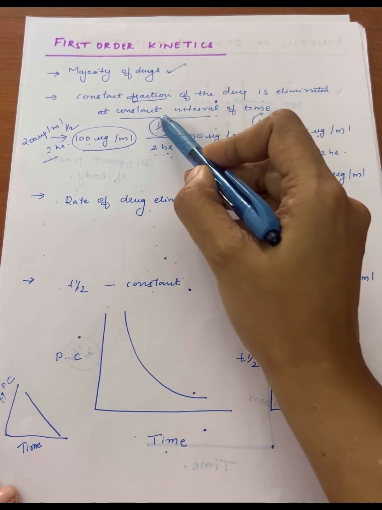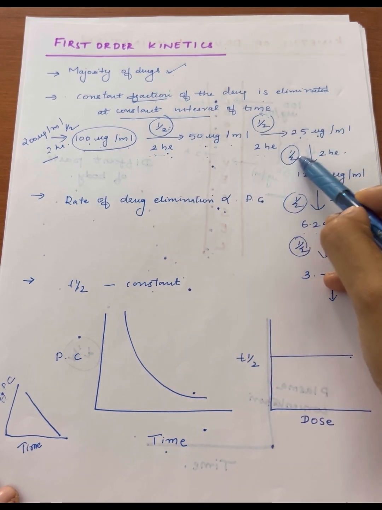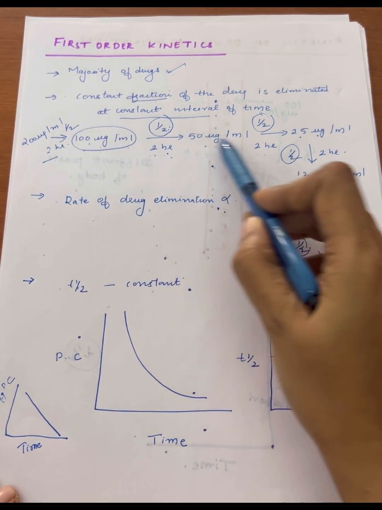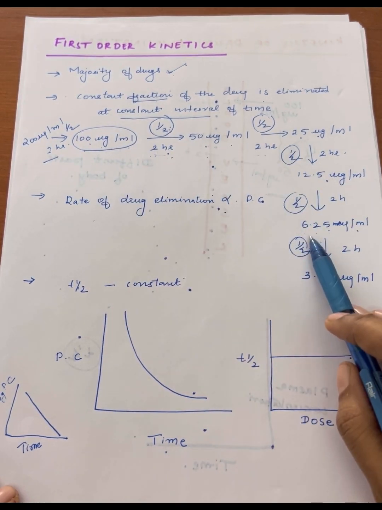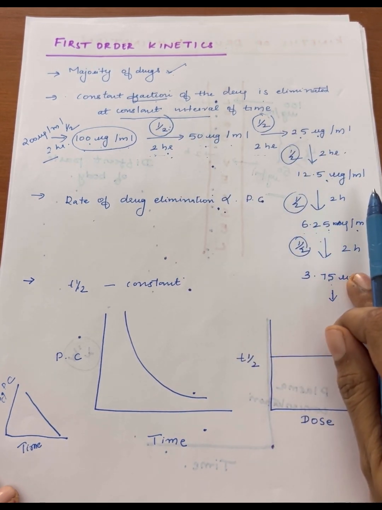So if you look here, the fraction is constant, 1 by 2, 1 by 2, 1 by 2, 1 by 2. The time taken here, that is 2 hours, 2 hours, 2 hours, remains the same, and the fraction also remains the same. So this is first order kinetics. Most of the drugs will be obeying this order of kinetics.